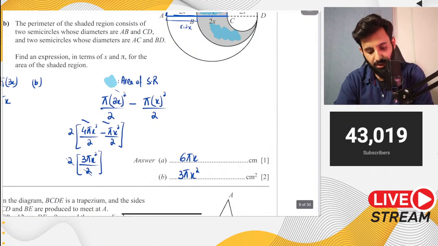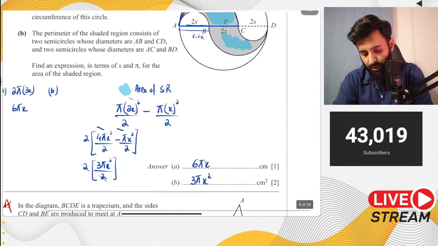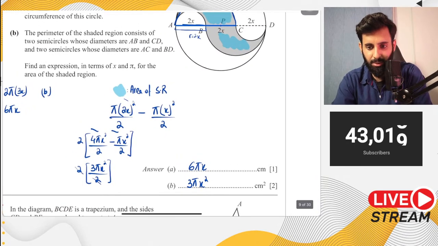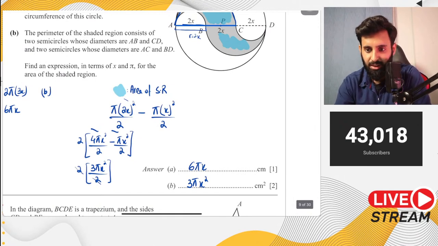Now, we don't have to find perimeter. That's the strange part. It tells us about the perimeter, but it's actually asking us to find out the area.